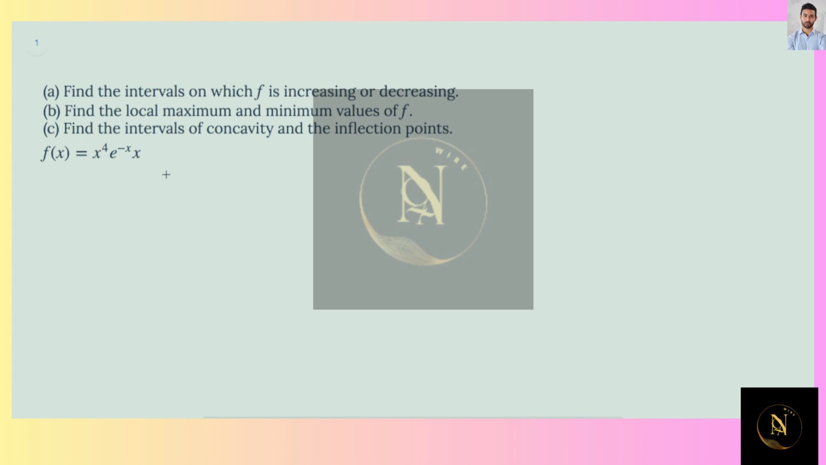We are being asked to find the intervals on which f is increasing and decreasing, the local max and min, and its concavity and inflection point for f of x. Before we proceed, there is a small error here. This is not supposed to be x. This is just x to the fourth times e to the minus x. I apologize for that. So we'll go right into it.